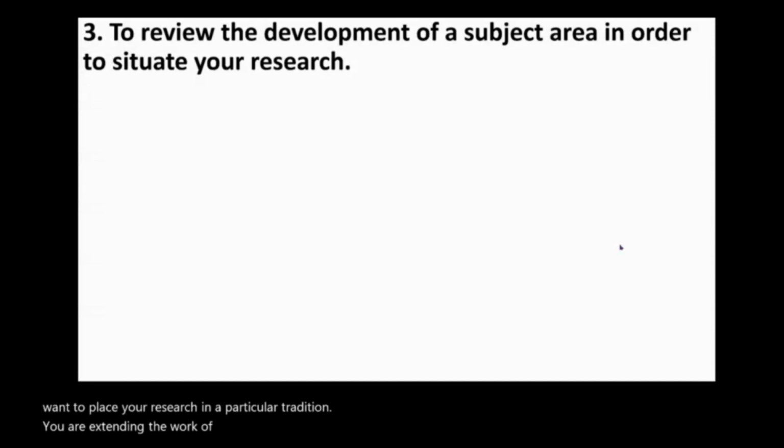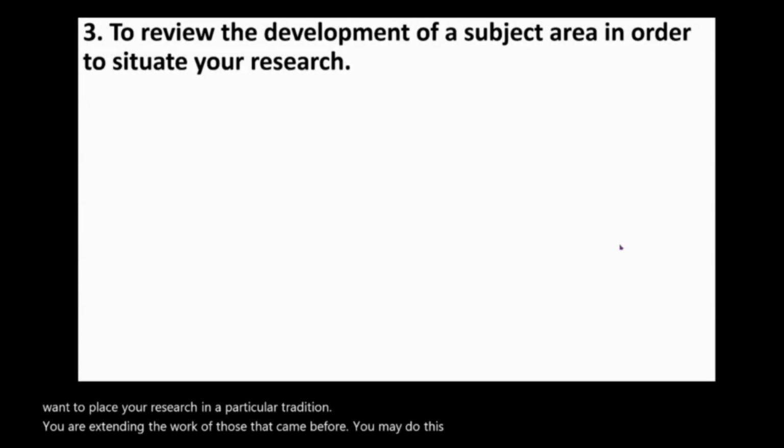So the last approach is to review the development of a subject area in order to situate your research. This approach is on page 7 of the template. So you want to find a place to situate your research. You want to find where your research will be best appreciated. You want to place your research in a particular tradition. You are extending the work of those that came before you.